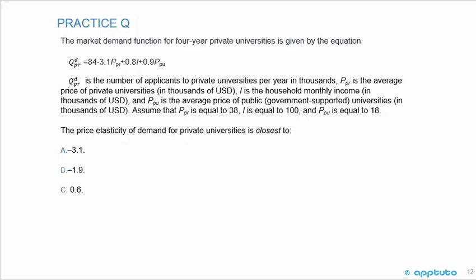Okay, so let's look at what these factors are. QD_PR is the number of applicants to private universities per year in thousands. P_PR is the average price of private universities in thousands of US dollars. I is the household monthly income in thousands of US dollars. And P_PU is the average price of public government-supported universities in thousands of US dollars. Assume that P_PR is equal to 38, I is equal to 100, and P_PU is equal to 18, then the price elasticity of demand for private universities is closest to A, negative 3.1, B, negative 1.9, or C, 0.6.